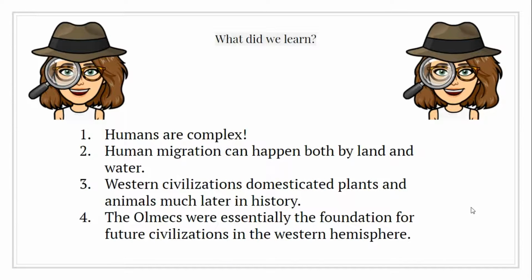So, what do we learn? Humans are still complex. Human migration can happen both on land and water. Western civilizations domesticated plants and animals much later in history, most likely because of their migration. And lastly, the Olmecs were essential for the foundation for future civilizations in the Western Hemisphere.